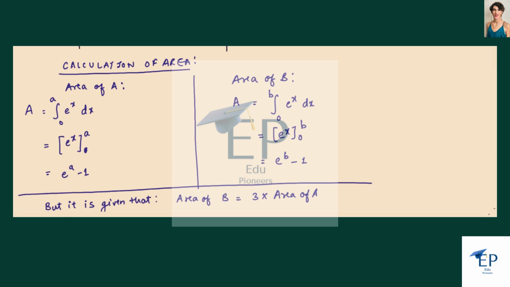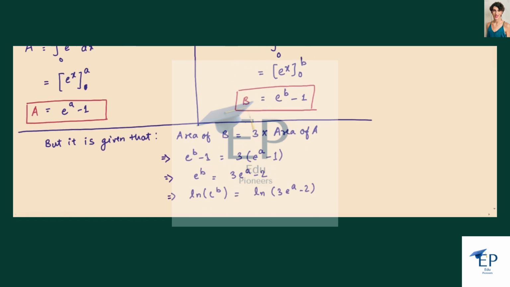area A will be equal to e to the power a minus 1. Similarly for area of B, this is B, equals e to the power b minus 1 here. Now it is given that area B is equal to 3 times the area A. So we are just putting this value.